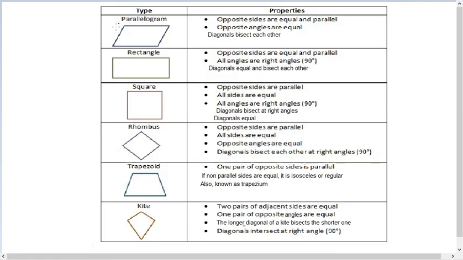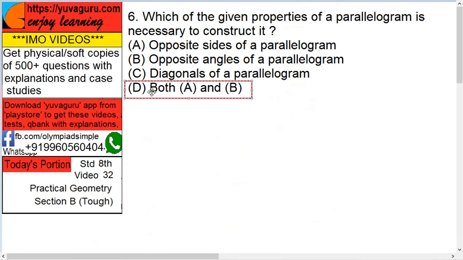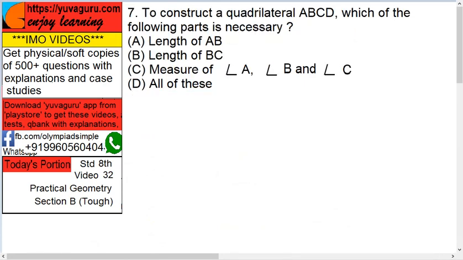Opposite angles of a parallelogram. Here in this, at what angle should you tilt it? You don't know. So this tilting angle, that is the opposite angle. You should know that. Even if you know one angle and the sides, then also you can draw the parallelogram. So both are required. So the answer is both A and B.